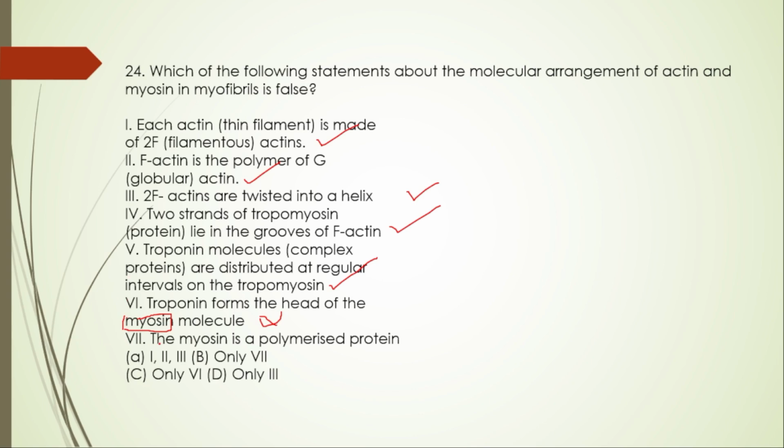And then the last one, seventh one, myosin is a polymerized protein. Yes, this one is true. So only one is wrong, that is the sixth one. So only the sixth one is wrong. The right option is C.